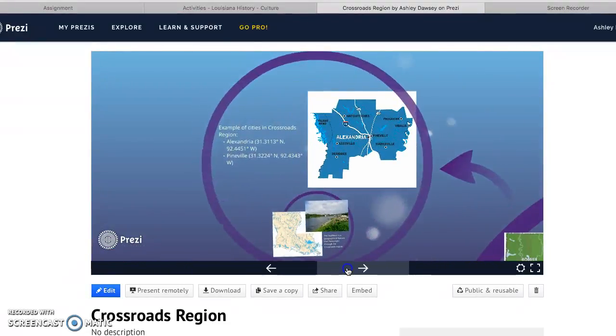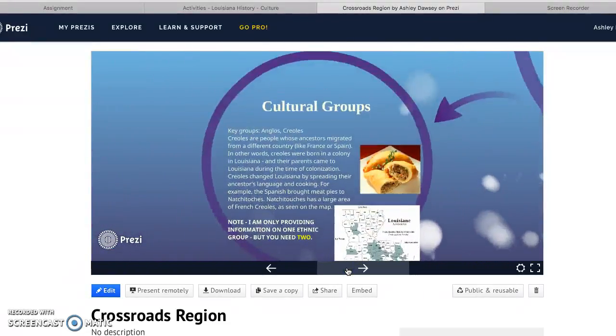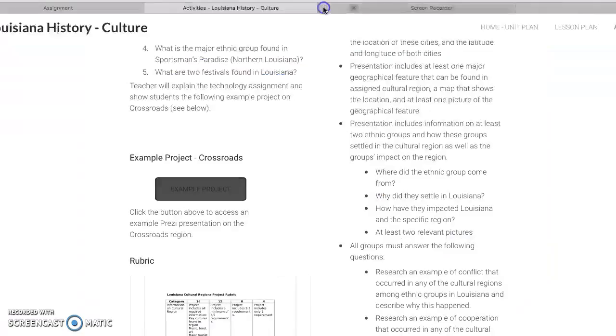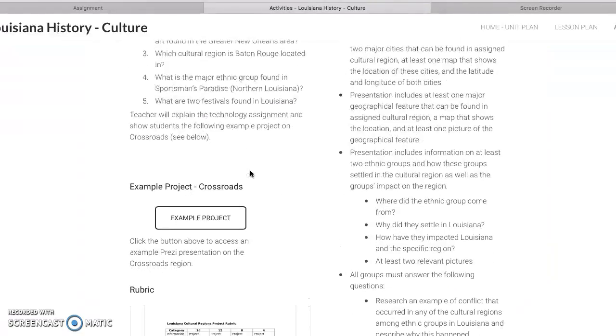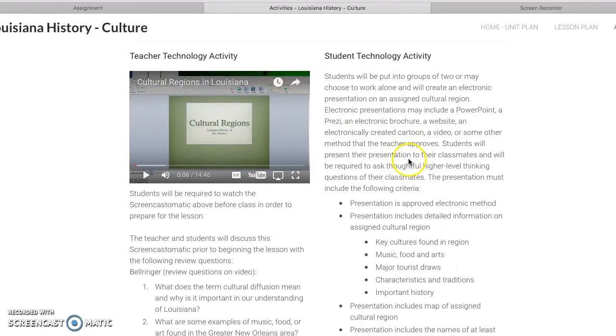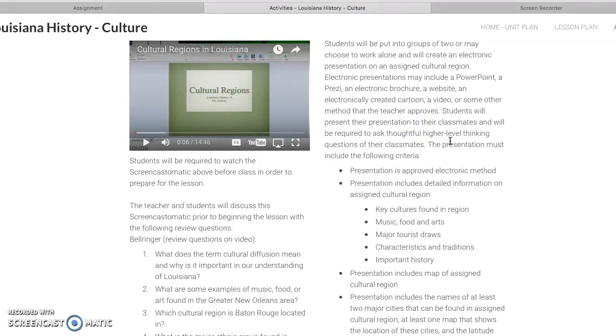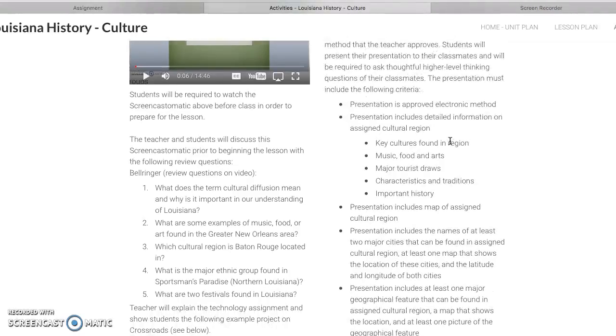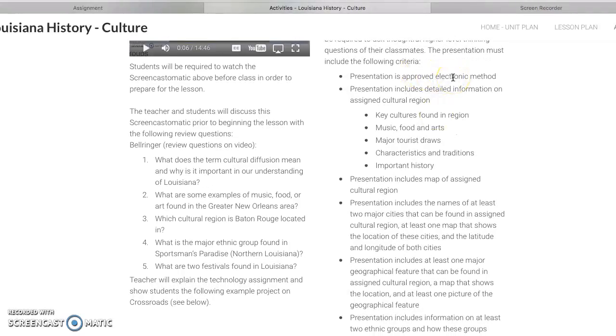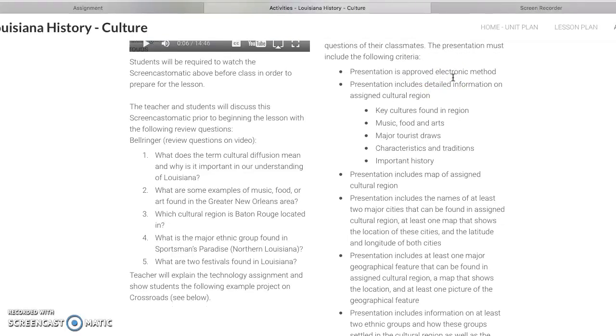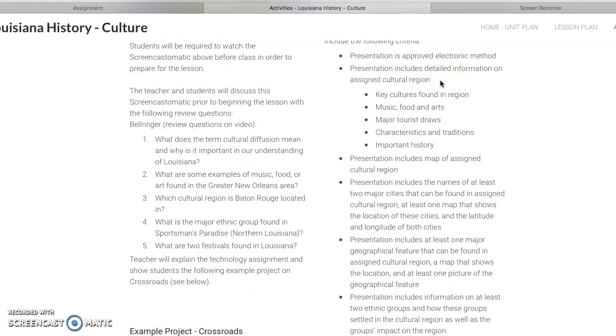So it just has all the different things that are required in this, and I want to explain the requirements. So before I go into the rubric, I'll explain the requirements. So they're going to be put into groups of 2, or they can work alone, like I said. They're going to make something that's electronic, and then they are going to present their electronic presentation to their classmates. So I said the presentation has to be an approved electronic method. It needs to include information on the key cultures found in a region, music, food, and arts, major tourist draws, characteristics and traditions, important history. So I'll assign them a cultural region in Louisiana, and then they'll do that.